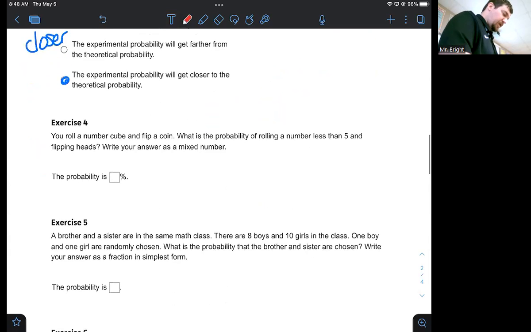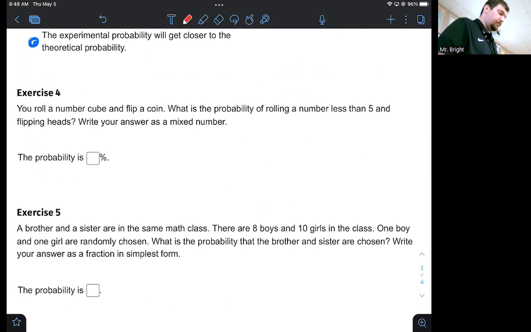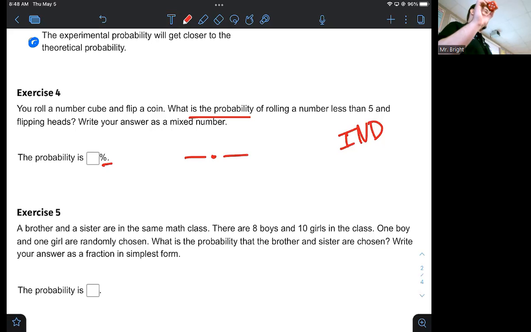Number 4, you roll a number cube and you flip a coin. How many events is this? 2. So when it says, what's the probability? I know that I'm writing my answer as a fraction. Well, actually, this one wants a percent, so we'll change it at the end. And so I need 2 fractions. Rolling a number cube and flipping a coin, independent or dependent? Independent. What you get on the number cube has no effect on what you'll get on the coin, right?